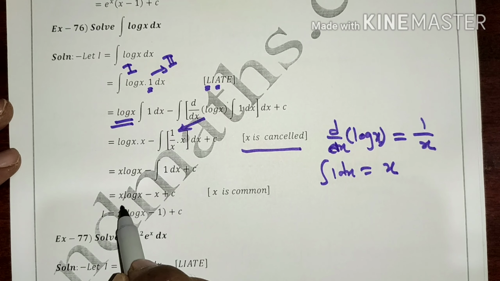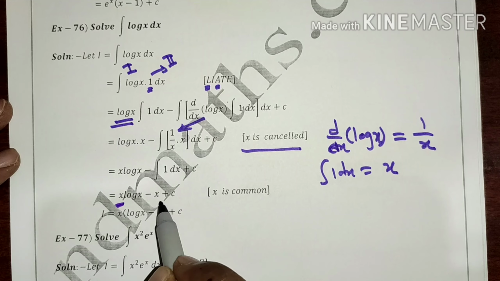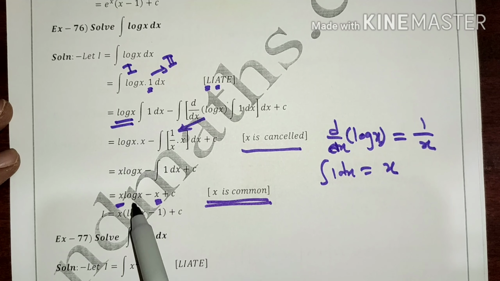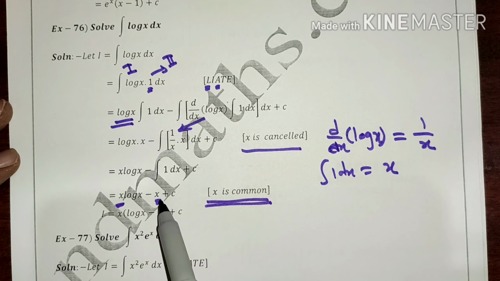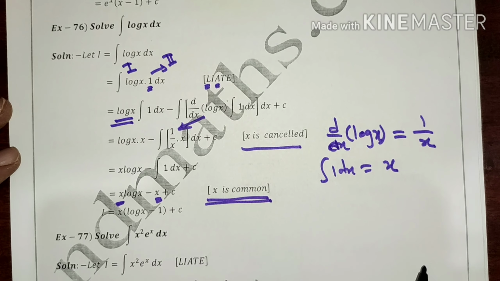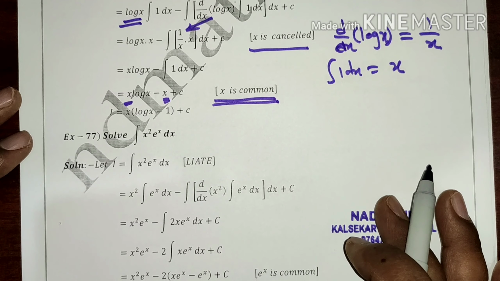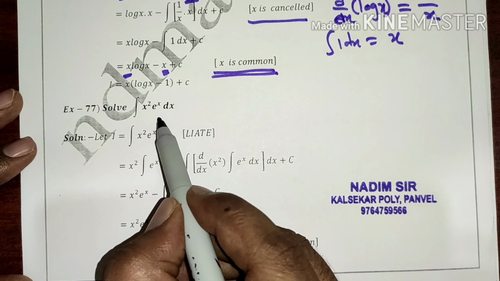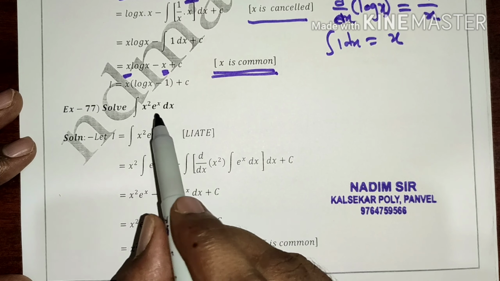See here, there is x in both terms, so x will be common. Log x is remaining from the first term, and after taking x common, 1 is remaining in place of that. See example number 77: integration of x square e raised to x. We apply the LIATE rule.